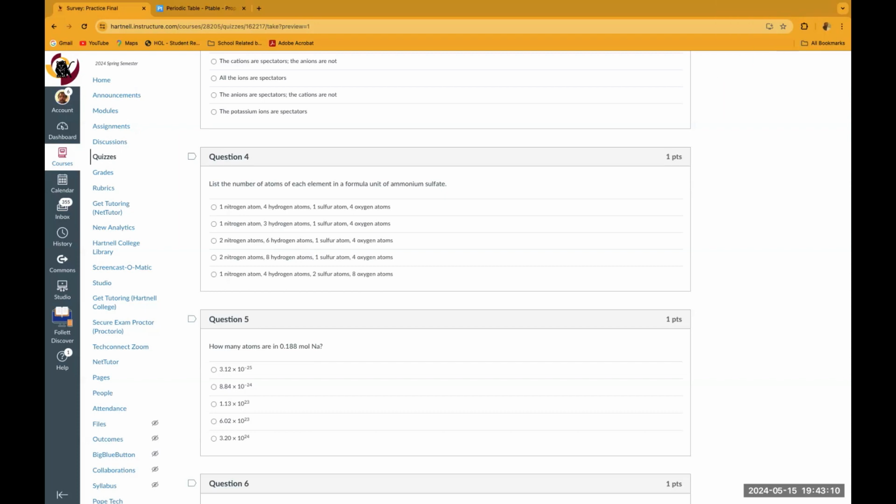Well, to start it off, we can just write the ammonium ion and the sulfate ion. Okay, so we know we have the ammonium ion. What is the chemical formula for the ammonium ion? NH4 plus. And the sulfate, SO4 2 minus.